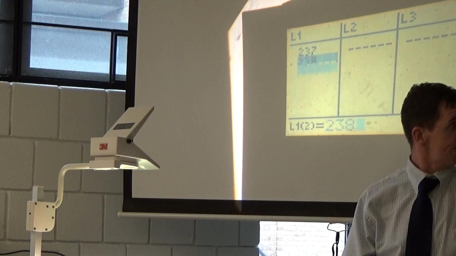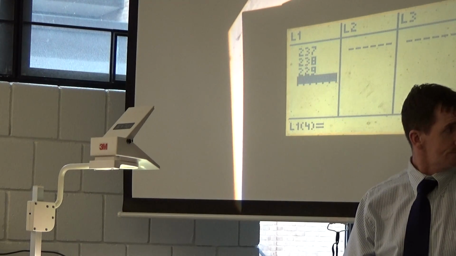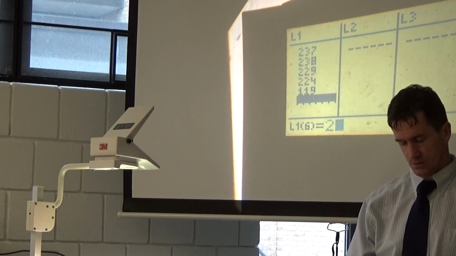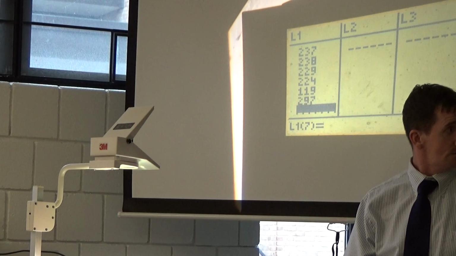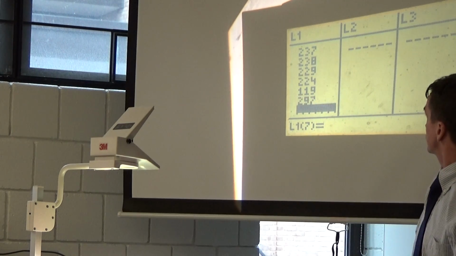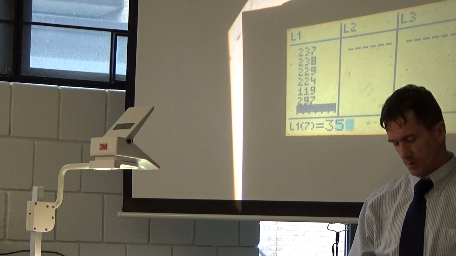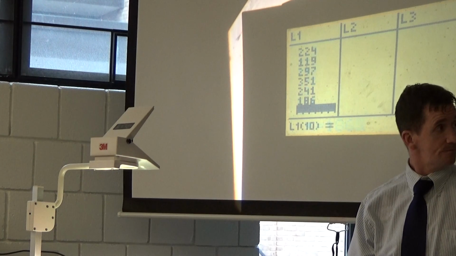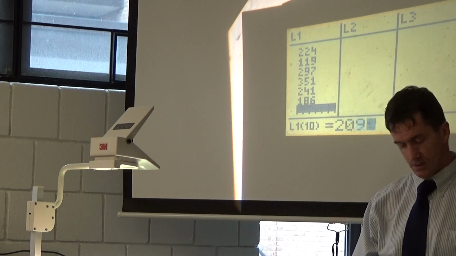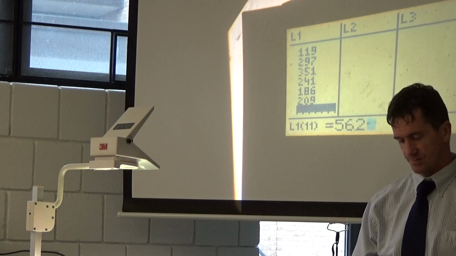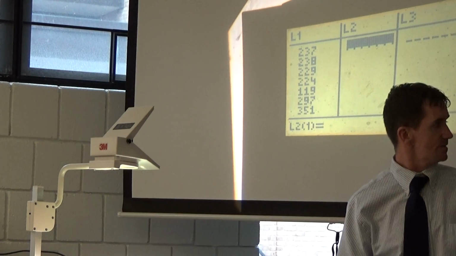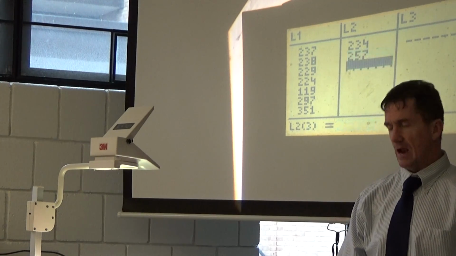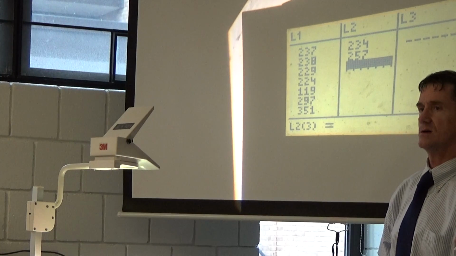237, 238, 229, 224, 119, enter, 297, enter. So I'm at 6, right? 351, 241, 186, 209, and 562. All right. What about the 87 octanes? 234, 257. It's very important that I enter these in order. Do you agree? This is very important.